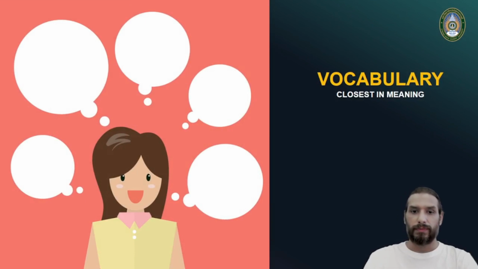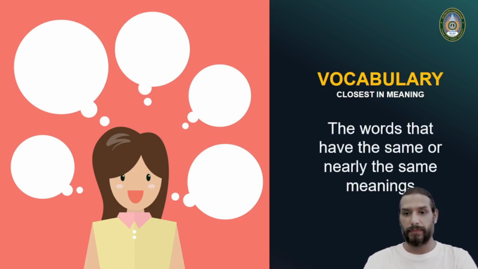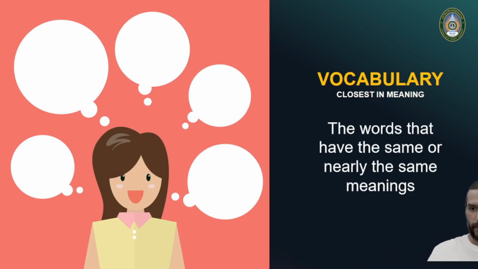Alright, so before we get to the main part of this lesson, let's understand the term vocabulary closest in meaning. Simply put, it means the word that has the same meaning or nearly the same meaning as another word in any particular language. Okay? They can also be described as synonyms.